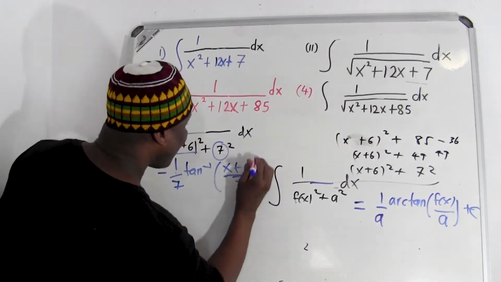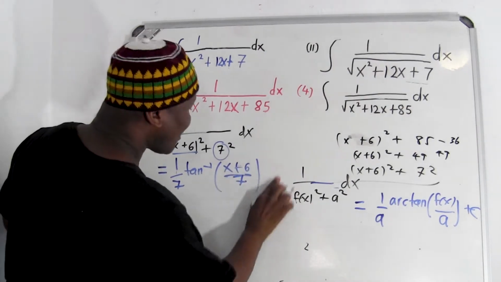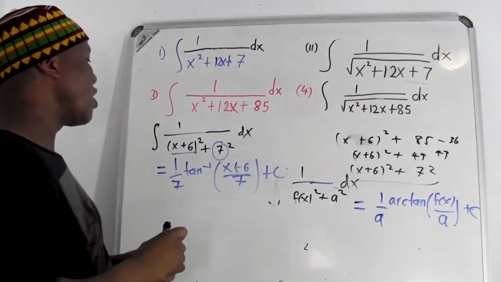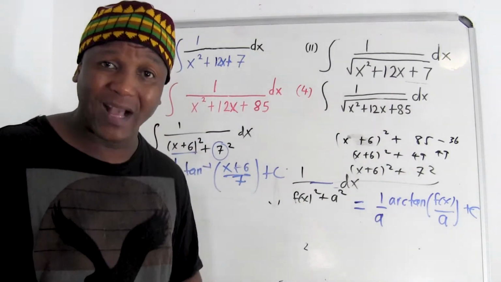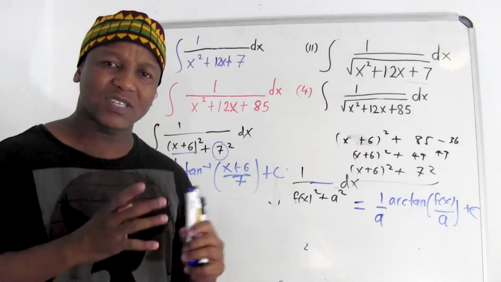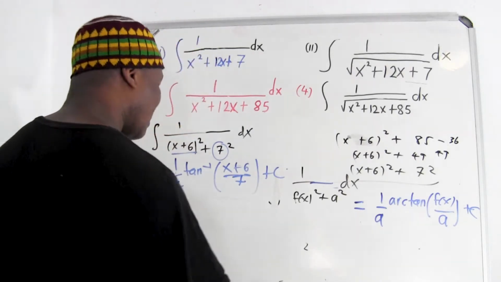And then divided by this number, which is here with no square. And then we plus c. Why we plus c? Because we don't have no constant. So this question is done. So the important thing is to make sure you test your root of quadratic, because it will save you time.